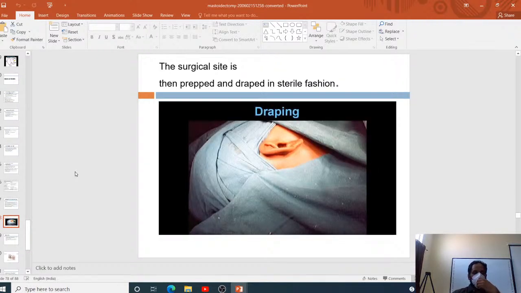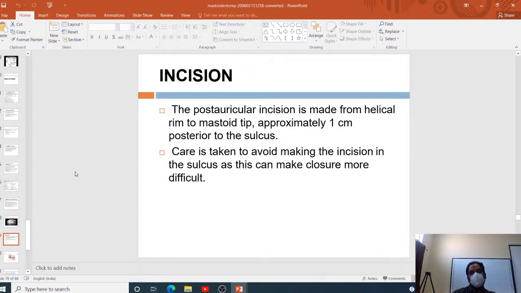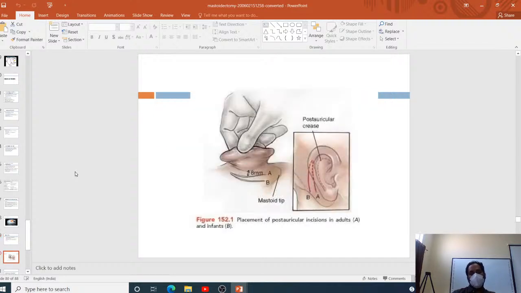So this is the surgery being shown. The surgical site is prepared and draped. The post-auricular incision is made from helical rim to mastoid tip approximately 1 centimeter posterior to the sulcus. Care is taken to avoid making an incision in the sulcus, as that can make closure more difficult. You see this is the incision for mastoidectomy, the post-auricular incision, 5 to 8 millimeters.